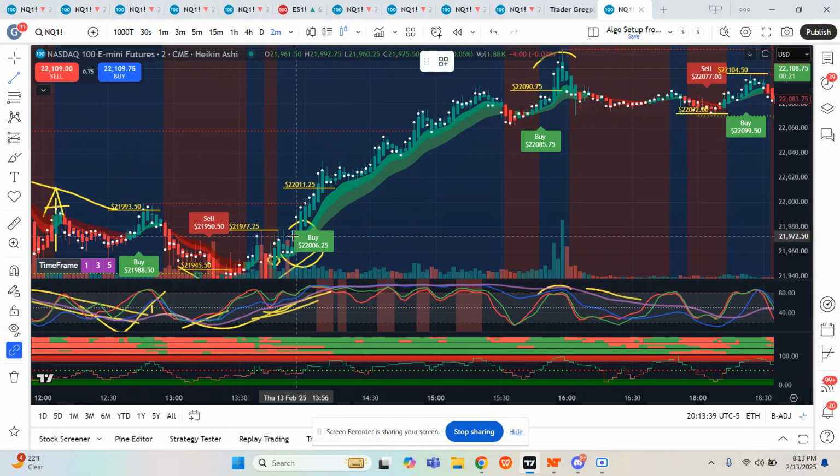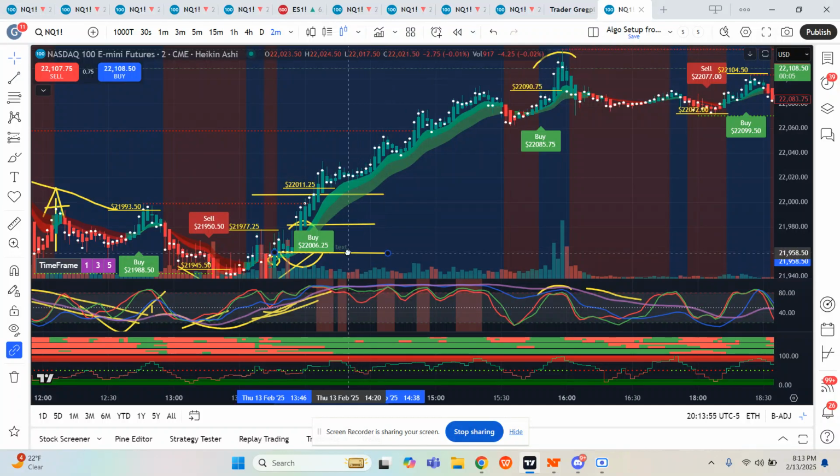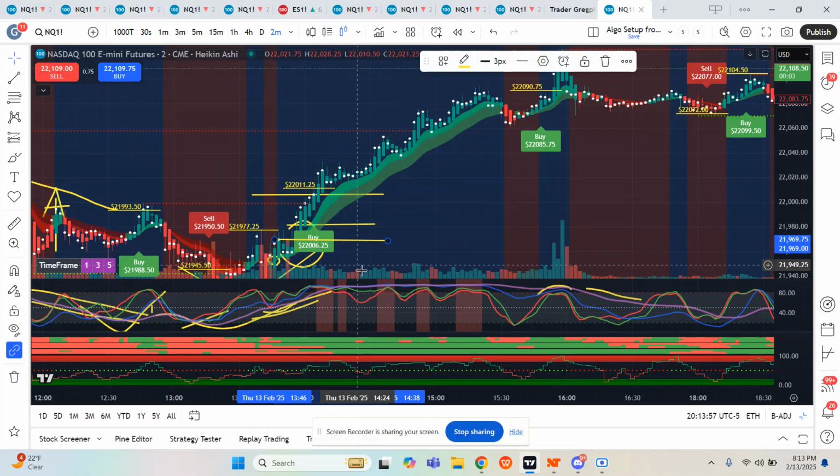So if I enter on a candle like this right here, and I'm looking for something like this to be my take profit, initially my stop loss is going to be equal to what my take profit would be, but I'll usually bring it up below the profit wave.